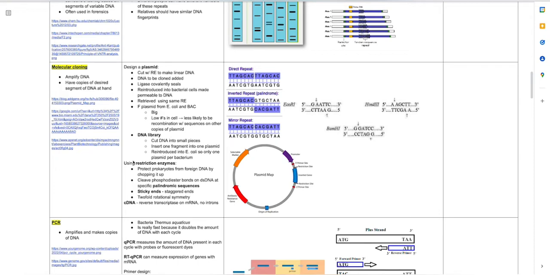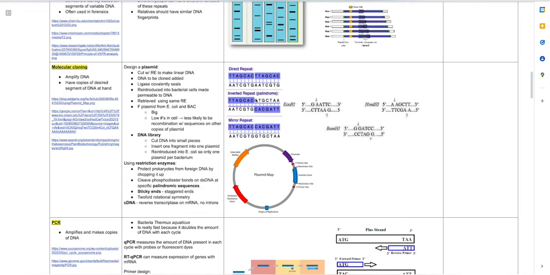Their purpose is basically to protect prokaryotes from foreign DNA by cutting it up. But biochemists have found new uses for them. What they do is cleave phosphodiester bonds on double-stranded DNA at specific palindromic sequences.